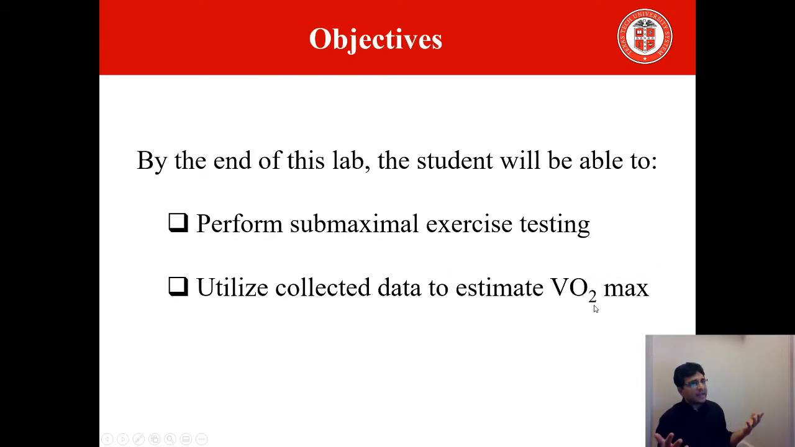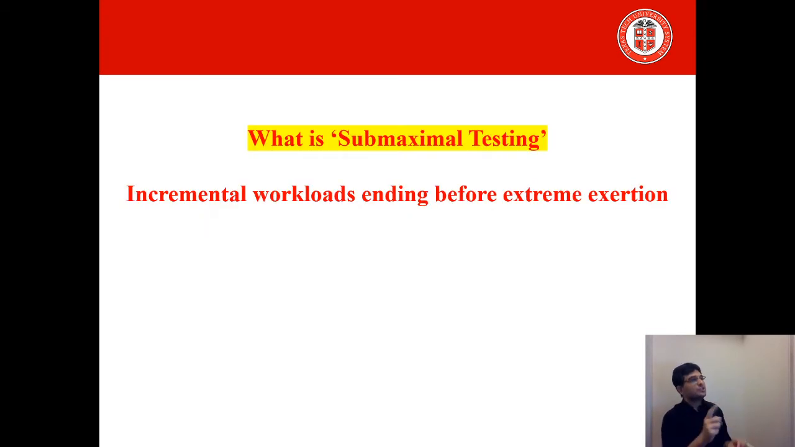Today I also included a slide to outline two big objectives, which I have already talked about in the two highlighted red points in the presentation outline, but I want to repeat them quickly. You have to perform submaximal exercise testing and utilize the collected data from that test to estimate VO2 max and compare it with the normative data table values. So we are all set to begin our class today, and let's start with the definition of submaximal exercise testing.